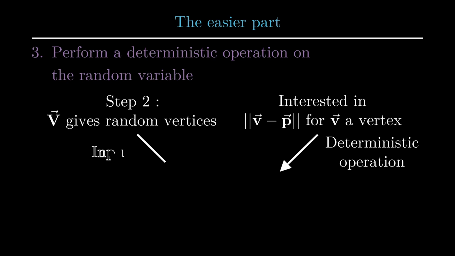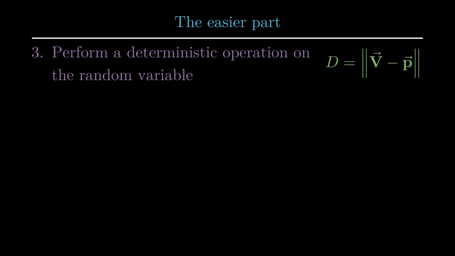If v is a random variable that gives vertices, the norm of v minus p is also a random variable that gives the distance between a vertex and p. I'll write it d for distance from now on. Yes, we do like to give things sensible names in math. Anyhow, that leaves us with step 4.